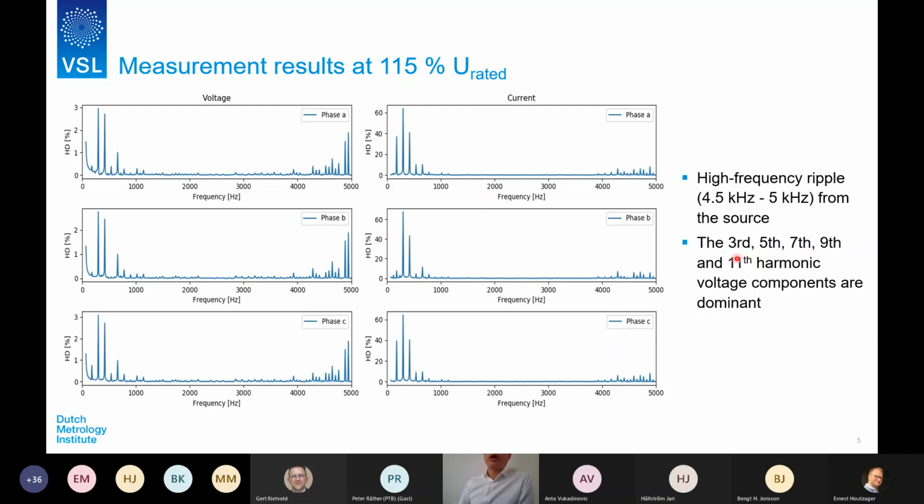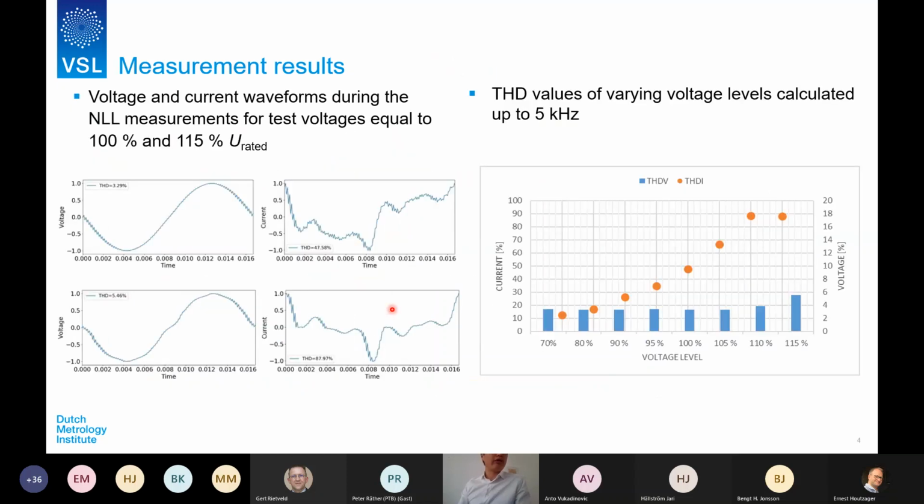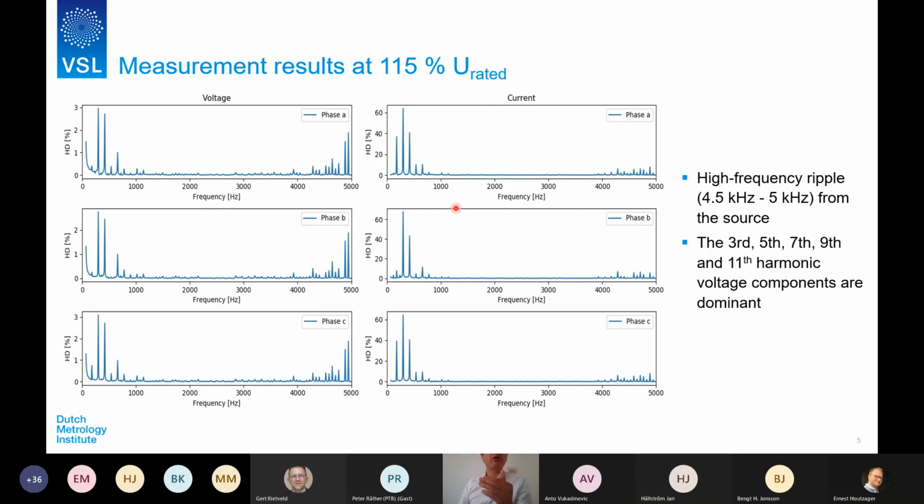We also find some ripples in the waveform here. After the Fourier analysis, we also see them from 4.5 kilohertz to 5 kilohertz, and it is confirmed by the manufacturer that it appears in the waveform. It's not an error of the measurement, and it's related to the switching frequency of the converter.